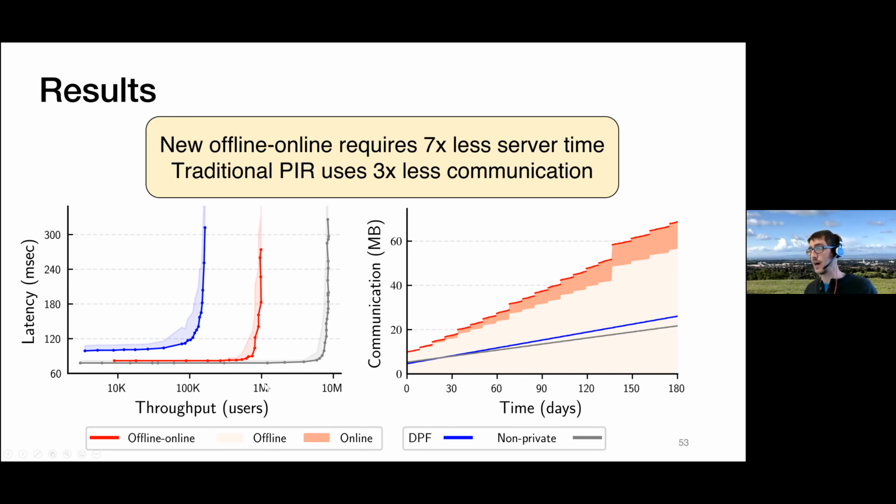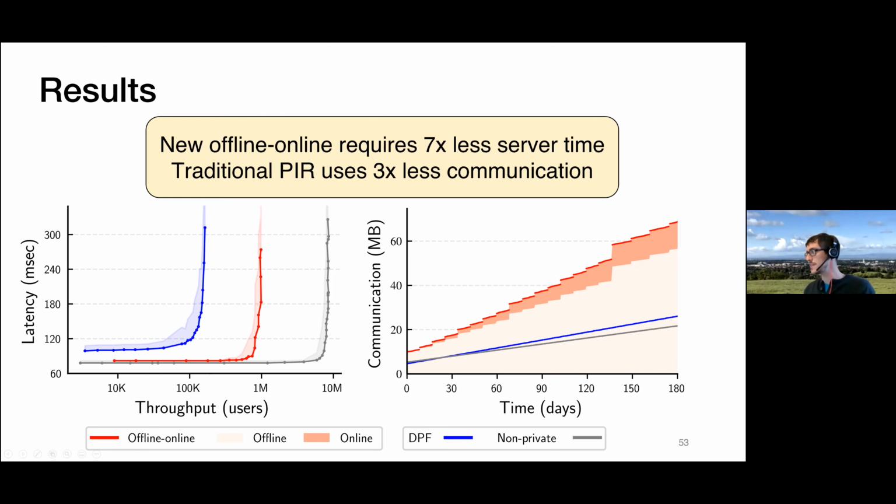And you can see that with our offline-online scheme you lose about a factor of 20 compared to the non-private baseline, but you're about seven times faster. You get seven times better throughput than the DPF-based scheme with linear online time. I should say that here the throughput also measures the offline time that you need to do, so this is a mixed workload of the pre-processing and the online queries.